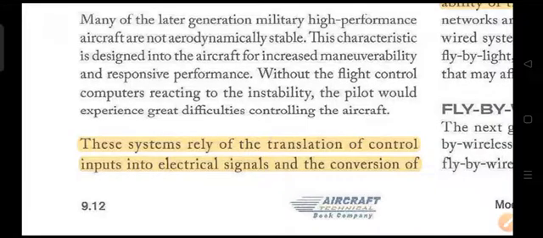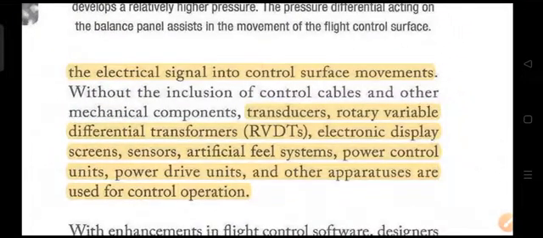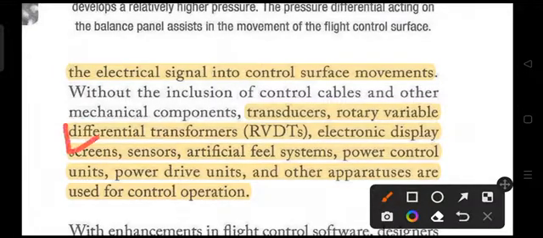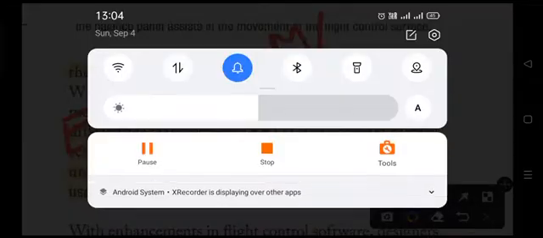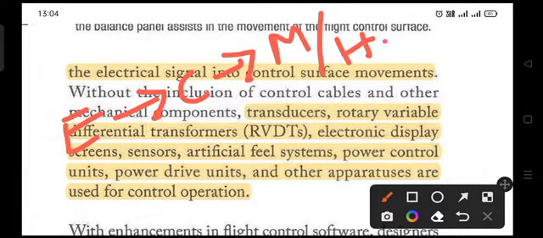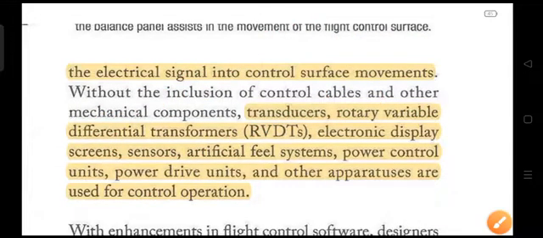So these systems rely on the translation of control inputs into electrical signals and the conversion of these electrical signals into control surface movements. It's a very simple thing. You are giving an electrical signal that goes through some computers and turns into some mechanical or hydraulic movement in the actuator, and further that is coming via some sensor, which is also an electrical value, straight back to the cockpit again. Now those two electrical values will be matched, and accordingly the movements will be done.